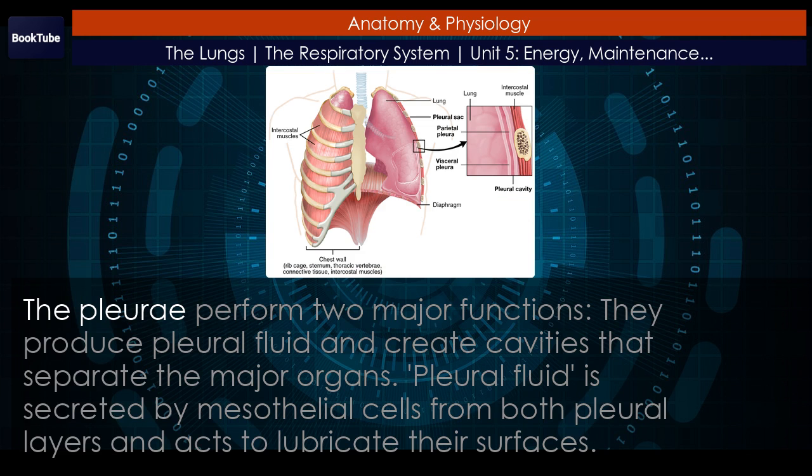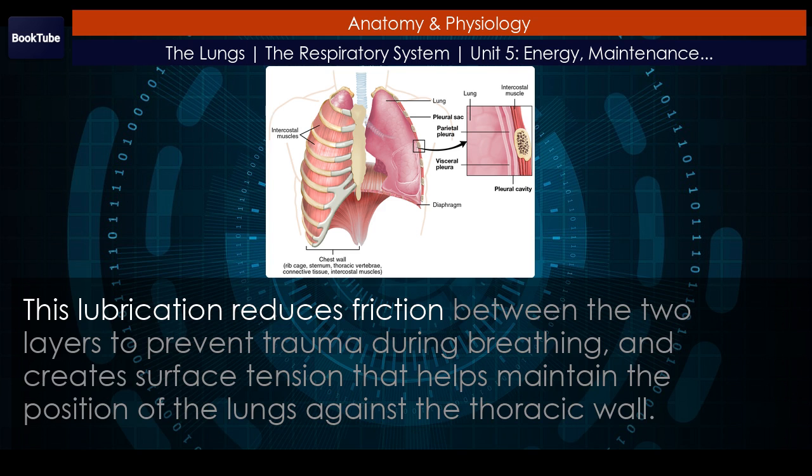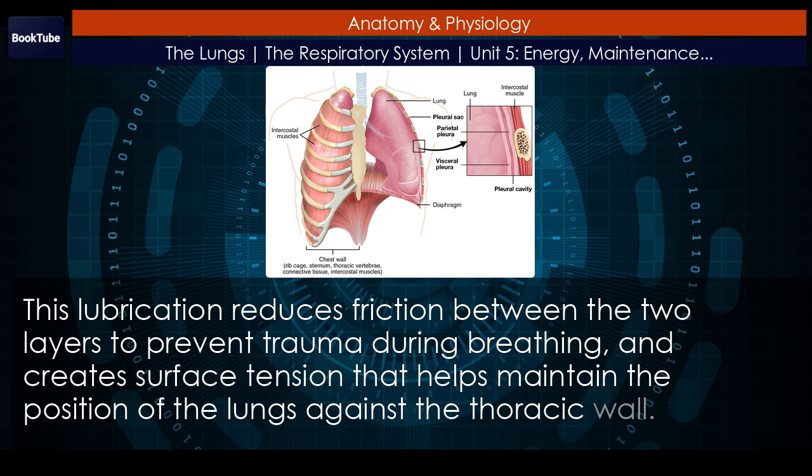The pleurae perform 2 major functions. They produce pleural fluid and create cavities that separate the major organs. Pleural fluid is secreted by mesothelial cells from both pleural layers and acts to lubricate their surfaces. This lubrication reduces friction between the 2 layers to prevent trauma during breathing, and creates surface tension that helps maintain the position of the lungs against the thoracic wall.